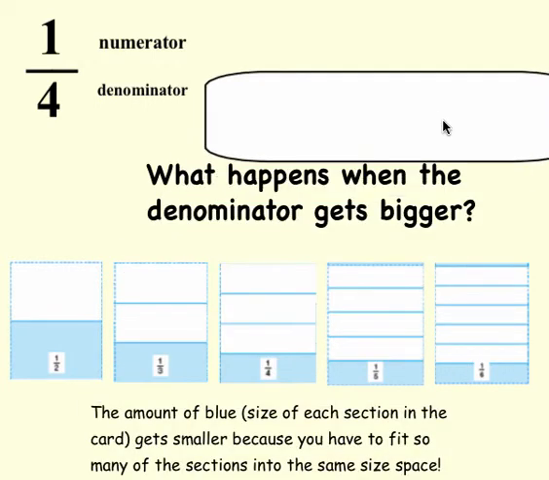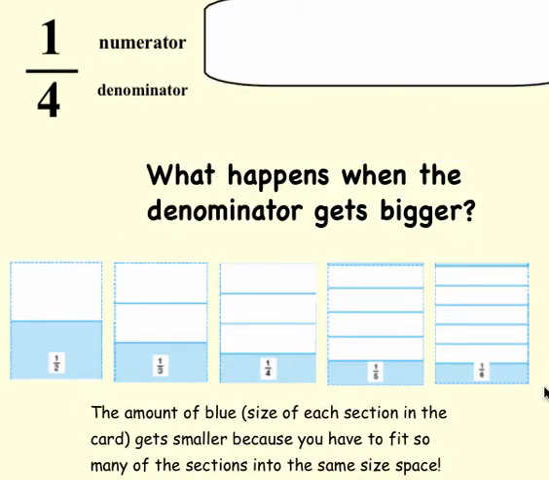All right, when the denominator gets bigger, the amount of blue, the size of each section, gets smaller. And that's because you have to fit so many of the sections into the same size space. For the fraction 1/2, we have to just divide the card right here into two pieces. And then I would shade one of those two pieces blue. So each piece is really big because there's only two sections in the card.